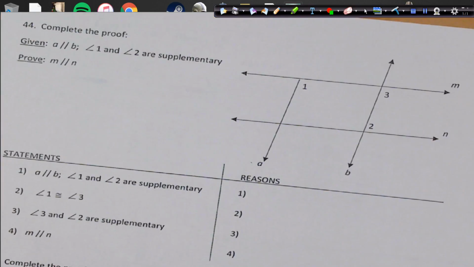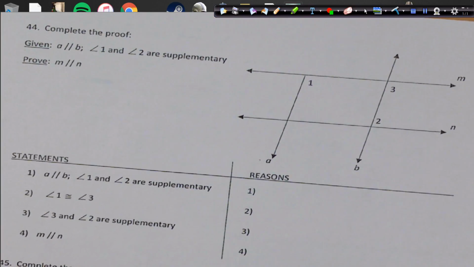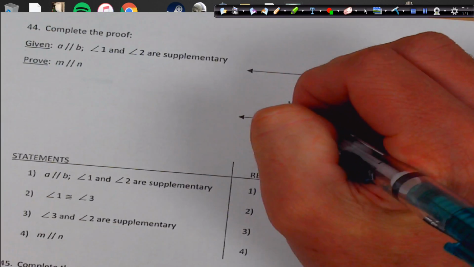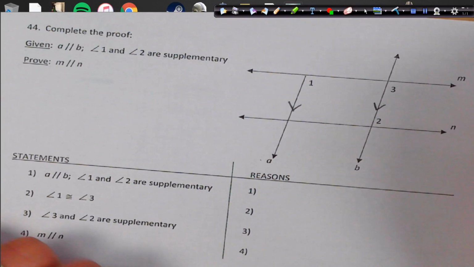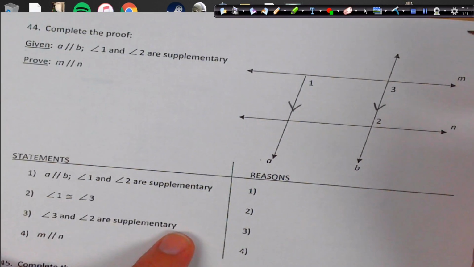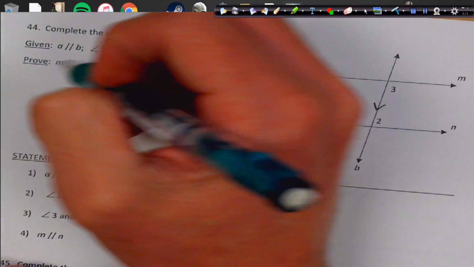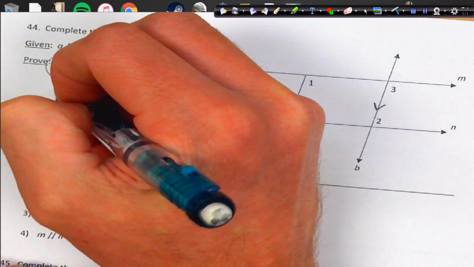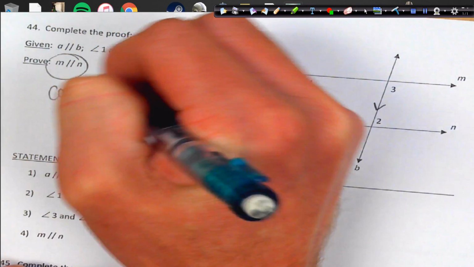Proof time. All right. A is parallel to B, so we know that, so I'm going to write that in there. 1 and 2 are supplementary. We want to prove M and N are parallel. Okay. Remember, when we have to prove parallel, you want to think converse.